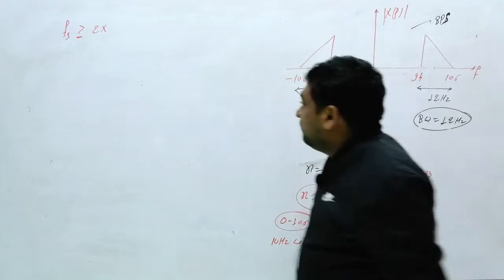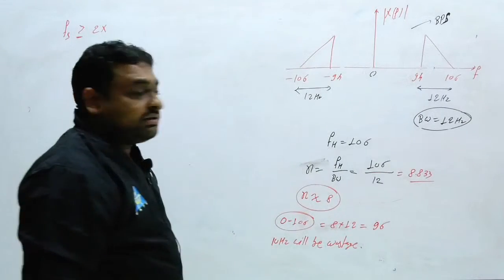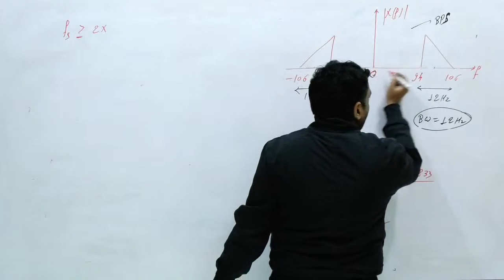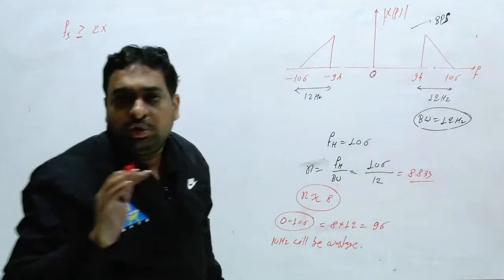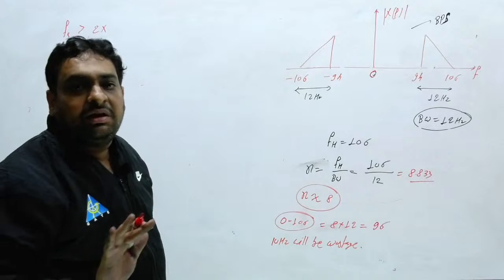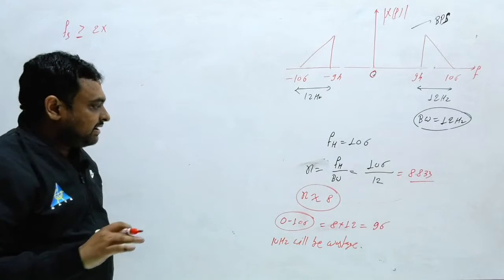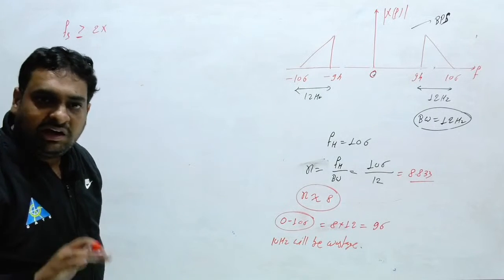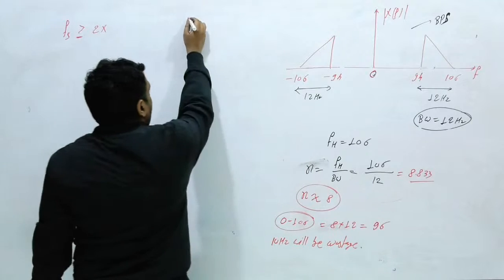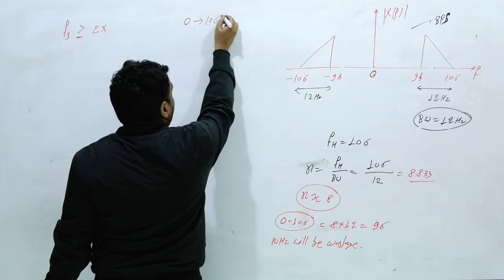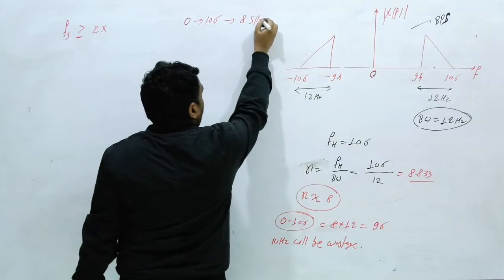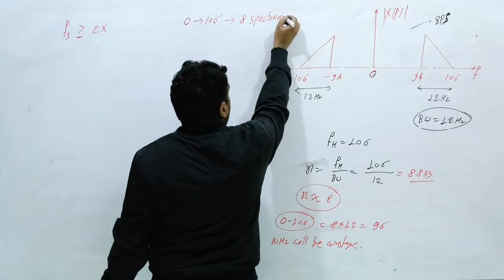How can we write the formula? From 0 to 106, how many samples, or how many spectrum? A total of 8 spectrum. So from 0 to 106, a total of 8 spectrum are present.